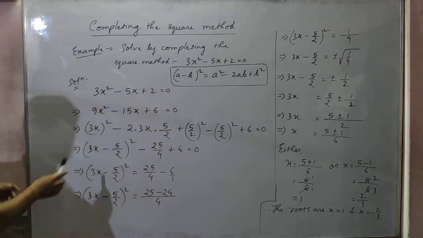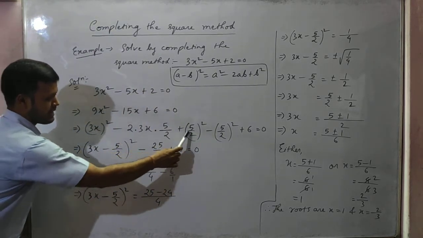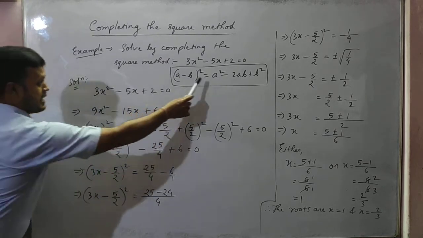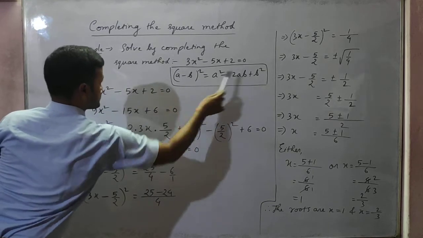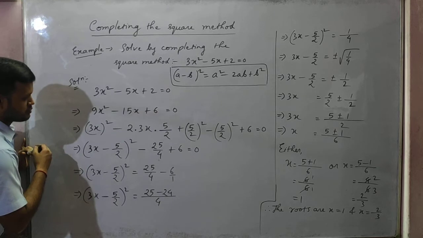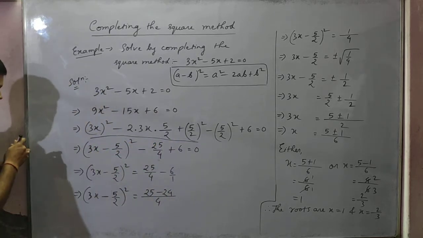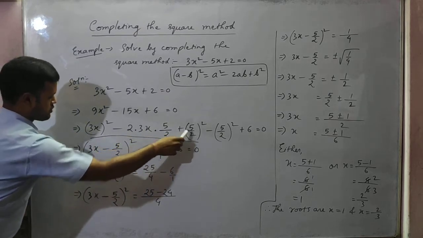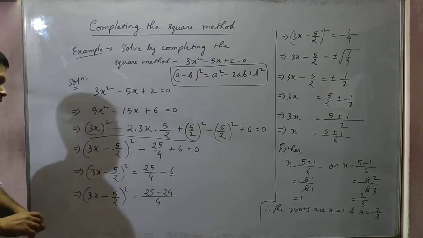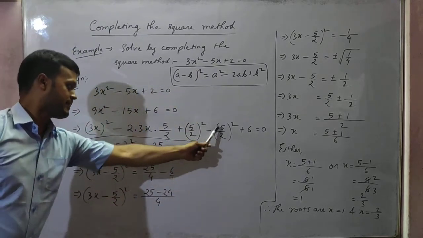So now you see, students, a square minus 2ab plus b square will become a minus b whole square. So a square minus 2ab plus b square, this much you consider. So it will become a minus b, that means 3x minus 5 by 2 whole square. And minus 5 by 2 whole square, 5 square will become 25.